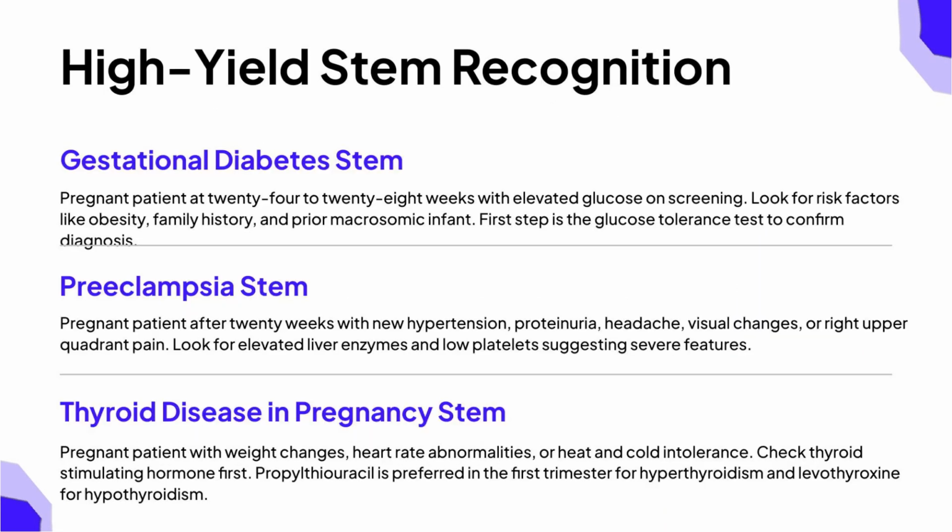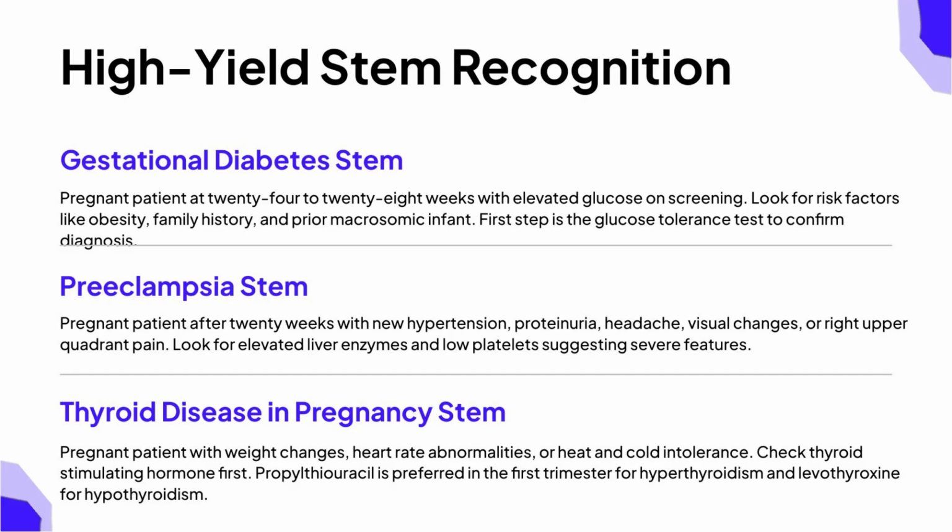Now let us look at the classic question stems you will encounter. For gestational diabetes, look for the pregnant patient at 24 to 28 weeks with an abnormal glucose screen and risk factors like obesity or a prior large baby. The first step is always confirming with a glucose tolerance test. For preeclampsia, the classic stem is a pregnant patient after 20 weeks with new hypertension plus proteinuria, headache, visual changes, or right upper quadrant pain. Elevated liver enzymes and low platelets point towards severe disease.